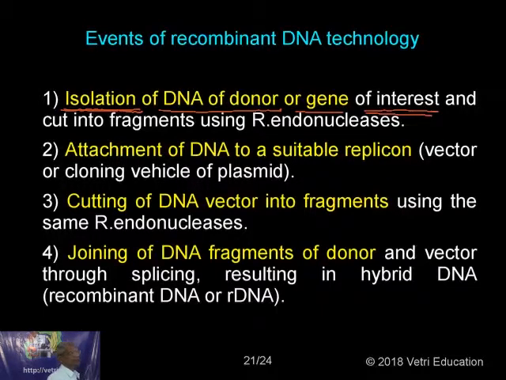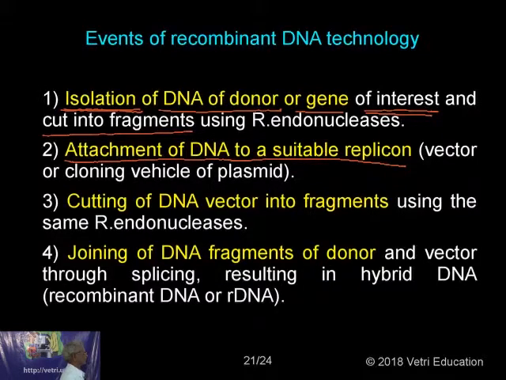Perhaps you want to produce more milk in your cow, or increase the protein. So for all these things, you try to identify where the gene is present. Identifying it is the first step in the DNA technology, and then cutting into fragments using the restriction endonuclease. So after the isolation, you cut it into fragments. Then attachment of the DNA into a suitable replicon or cloning vehicle, such as a plasmid. So this is the third one. First one isolation, second one cutting, third one attaching.